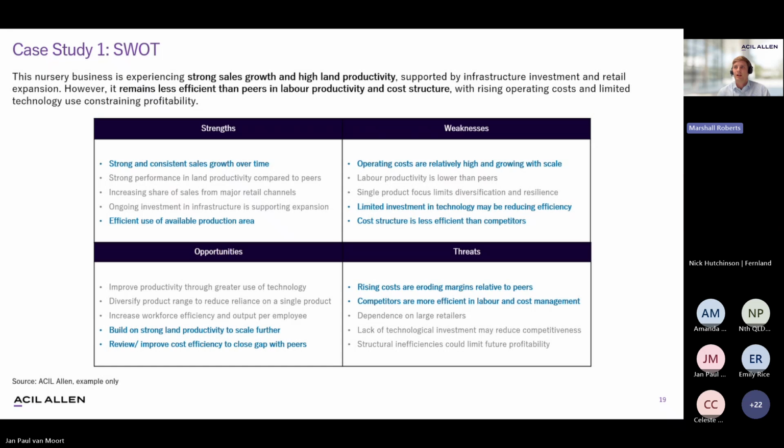So there's a number of areas we've identified here, but hopefully this gives you an indication of how you might use the tool and develop strategies in response to findings and insights from the tool. I'm going to hand back to JP to walk through a second example.